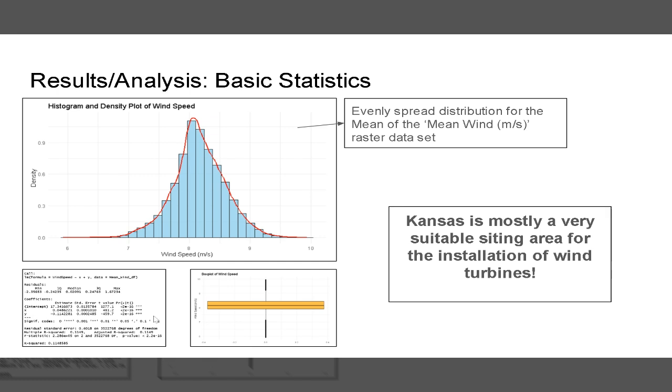And then here are some basic plots. I had a regression box plot, and what I want to look at is this histogram with my distribution, as this is a pretty normal, even distribution for the mean wind in meters per second of my raster data set. Just looking at this and seeing how the data cut down from having areas from like 2 meters per second up to like 10, Kansas being from 6 to 9 is a very suitable area for the installation of wind turbines, and for many reasons. But just looking at this data here, it's pretty obvious that this will be a suitable and good location overall. So you can't really go much wrong with the state of Kansas for wind turbines.